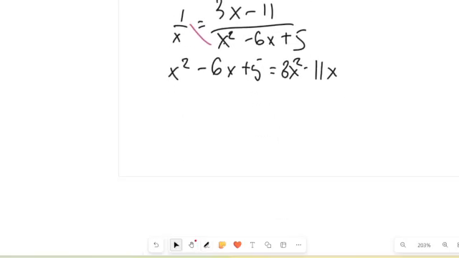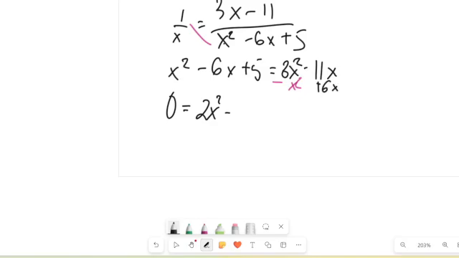And now I have another quadratic, move everything to one side. I keep 0 on this side. So it's minus x squared. So I get 2x squared. Then plus 6x ends with minus 5x and then minus 5.